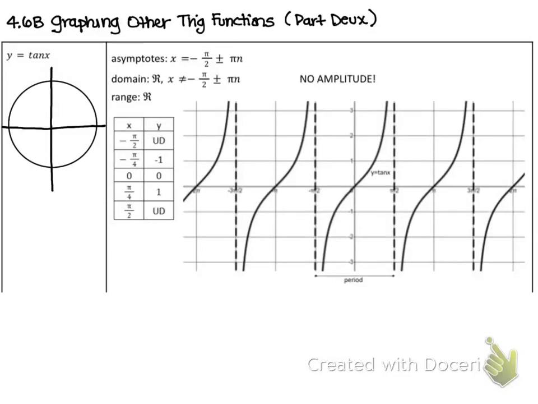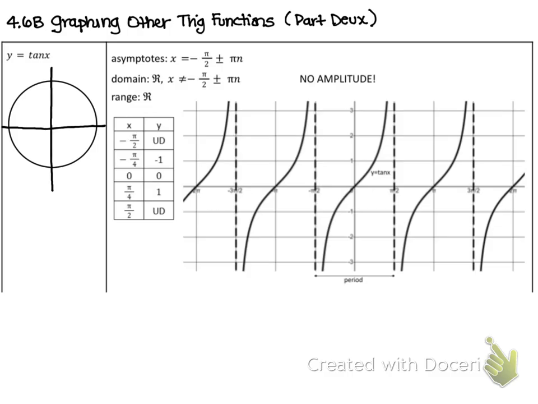Okay, here's the continuation of graphing other trig functions, part two. We're going to take a look at tangent and cotangent. So I'm going to do what I did before and take a look at the unit circle, and we're going to look at the behavior of tangent and then try to figure out what section we're actually going to be looking for. And again, it's the whole idea of repetition, just like we did with sine and cosine.